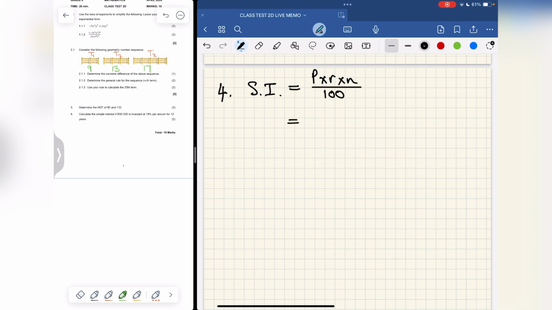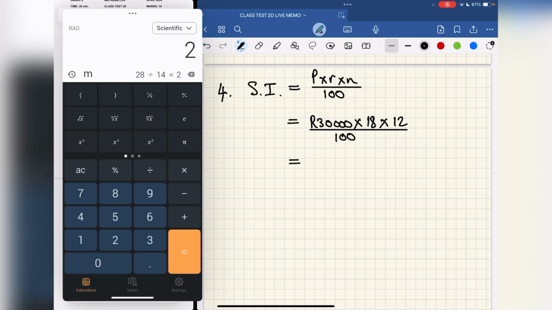So P is my principal amount, the amount that was invested, and that amount here is 30,000 Rand. I multiply it by the interest rate. The interest rate is 18%, so I'll just use 18. I do not include the percent unit here. I just take the 18 as is because the division by 100 takes care of that. And then I multiply this by 12 years because N represents the number of years. And I divide all of this by 100.